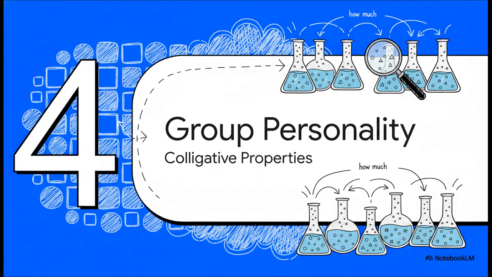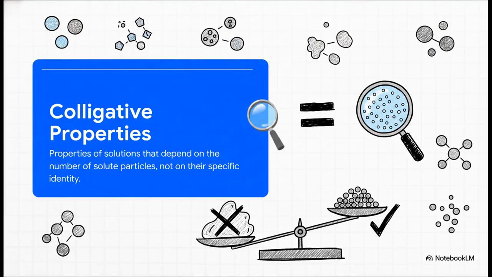And this, my friends, is where things get super weird and interesting. It turns out that some properties of a solution don't give a hoot what you dissolve in it. They only care about how many particles you add. It's this strange, powerful idea about a solution's group personality. These special properties are called colligative properties, and it's a wild concept. It literally doesn't matter if you're dissolving table salt, sugar, or some other random chemical. For these specific things, the only thing that matters is the number of particles you've tossed into the mix. It is all about quantity over quality.